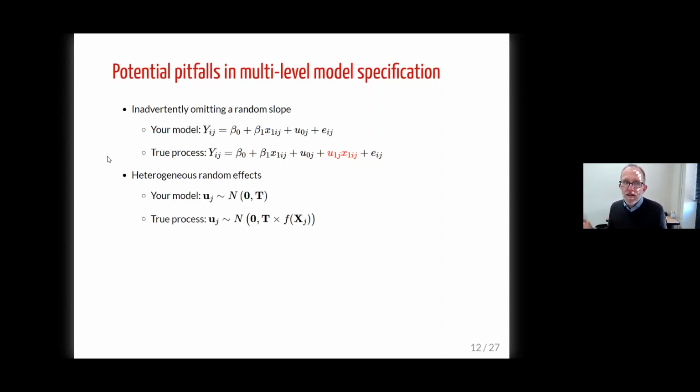Maybe you've got heterogeneous random effects. Typically, what people do with multi-level models is they assume that the set of errors for cluster J follows a normal distribution with variance covariance matrix tau. But what if the variance for some clusters is different than the variance for other clusters? Like maybe you've got treated clusters and control clusters, and the variance in the treated clusters is different than the variance in the control clusters. That will lead to misspecification of your multi-level model. And again, you can't trust the uncertainty estimates from that model.